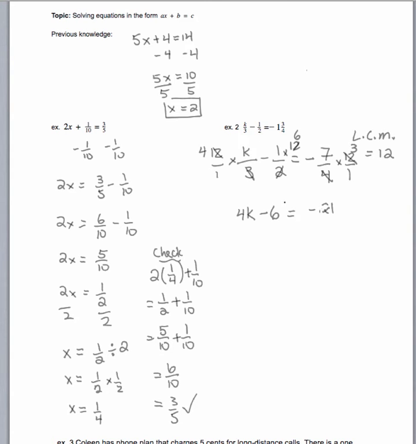So I can now just add 6, leaving me with 4k equals, that looks like it's negative 15, and then we're going to divide by 4 on both sides. So negative 15 over 4, and then that is all I can reduce. So this is my solution. And then once again, I can check it if I wanted to.